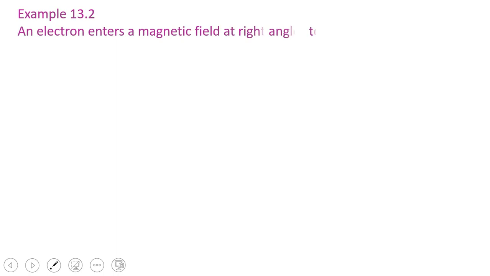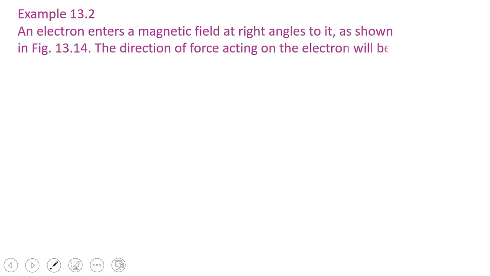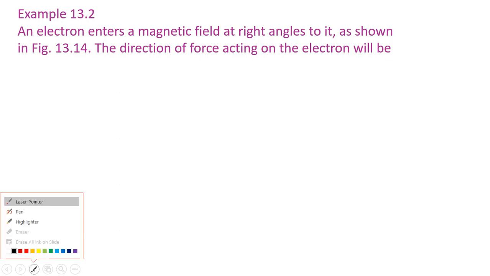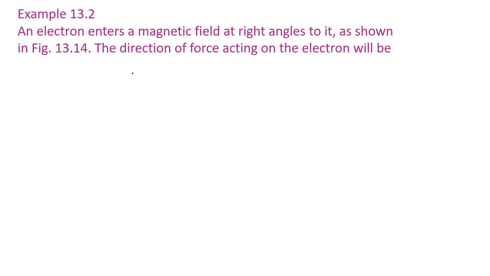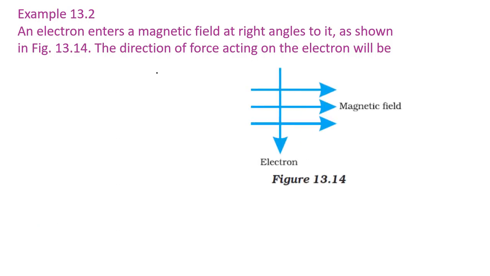Now over here we are going to discuss the example which is given in NCERT. The question is that an electron enters a magnetic field at right angles, and the diagram shown is 13.14. What is the direction of force acting on the electron?